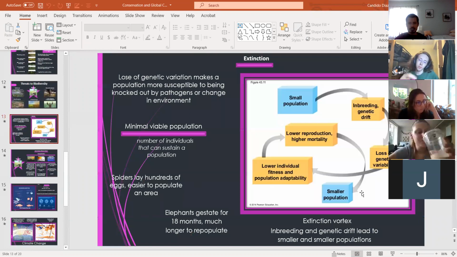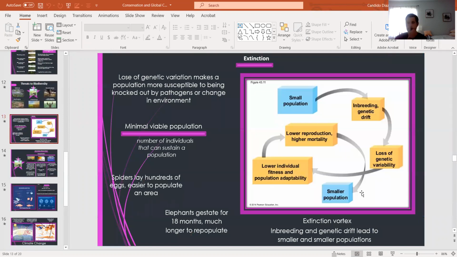Right. So extinction vortexes are a fancy way of talking about why and how populations start to decline, right? We're trying to talk about this less in a natural selection type of way and more in a population viability type of way, right?